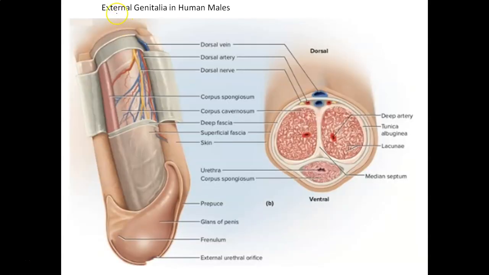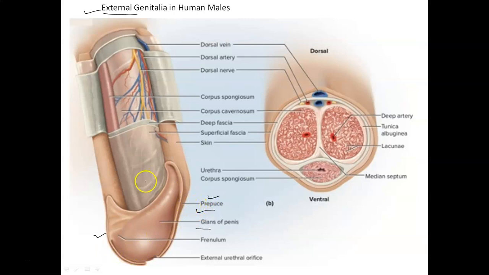Now I'll move to the next topic, that is the external genitalia present in the human male. We all know that the external genitalia is actually the penis, right? The tip of the penis is known as the glans penis. We have already seen this in the first slide, and the skin covering it is known as the prepuce, which is the most sensitive part.